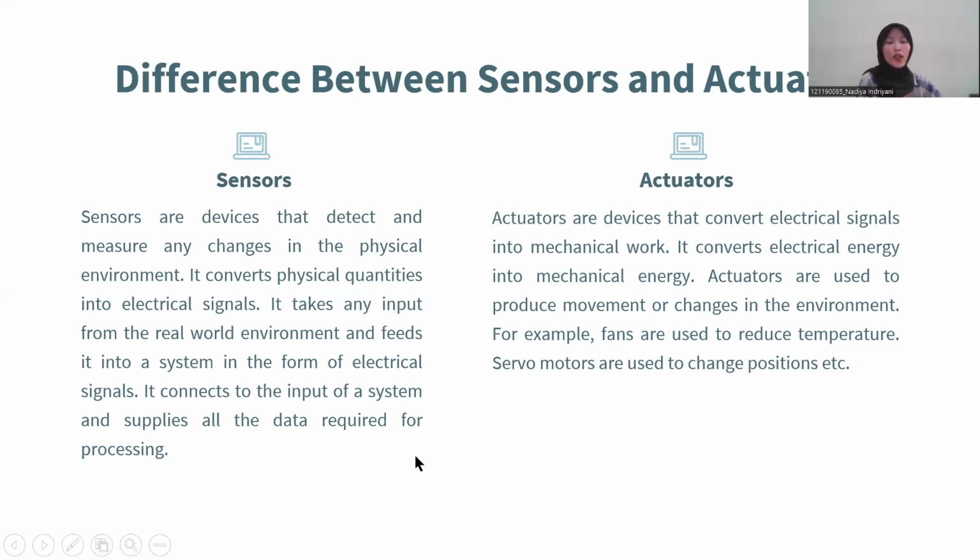And actuators are devices that convert electric signals into mechanical work. They convert electrical energy into mechanical energy. Actuators are used to produce movement or change in the environment. For example, fans are used to reduce temperature. Servo motors are used to change position at an end.